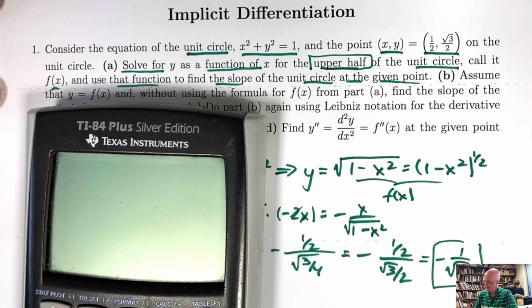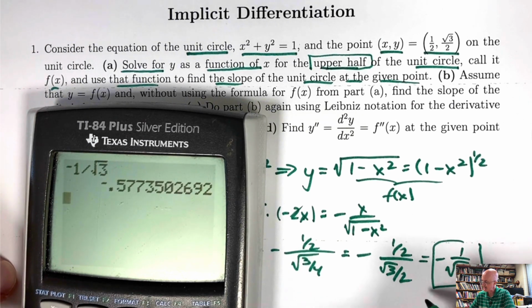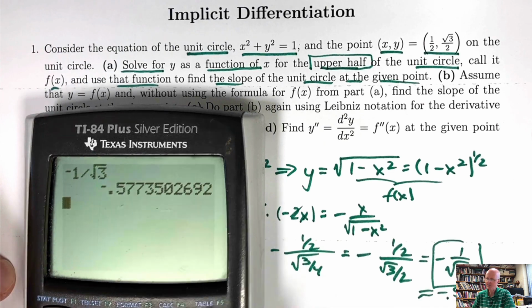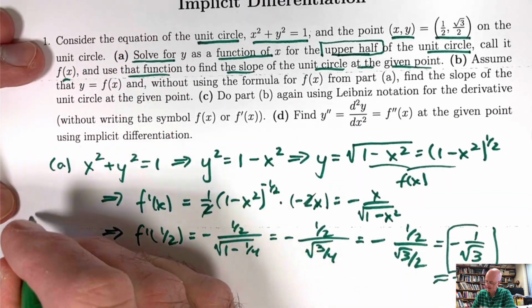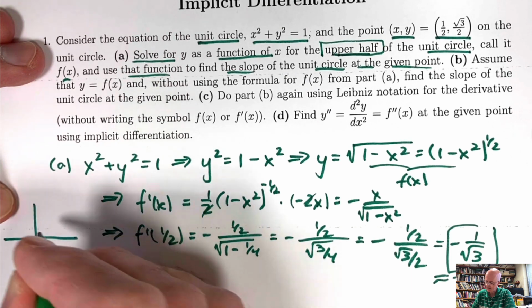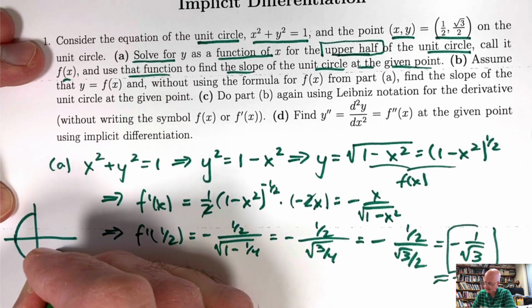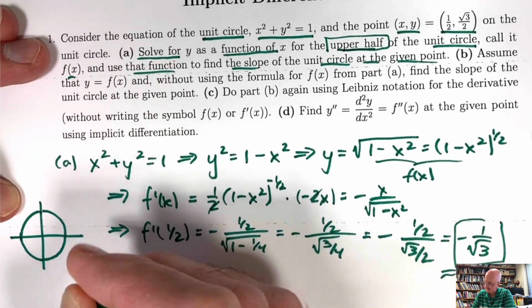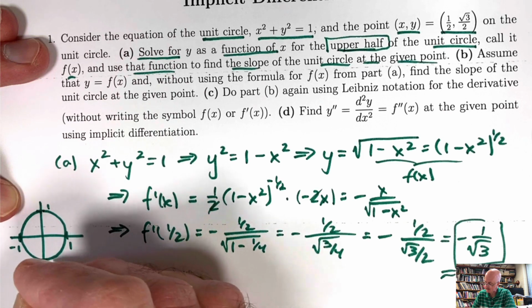What is that value there? Let's approximate it. Negative 1 divided by square root of 3. It's approximately negative 0.577. Let's just draw a rough picture to see if it seems approximately right. The unit circle is this, centered at the origin with a radius of 1. So this would be 1 here, negative 1 there, negative 1 down here.